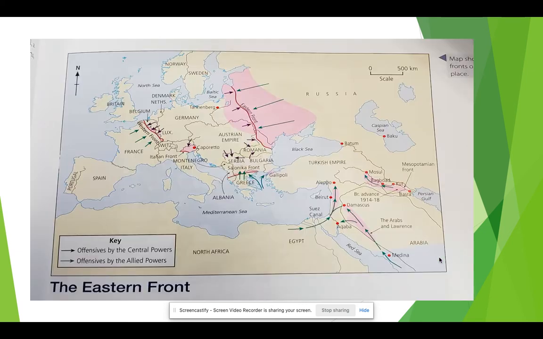Here is just showing you a map of offenses by the Central Powers, and then you also have from the Allied powers, and we definitely see that they are going to get a little bit further back in there. We will also see some action down here in the Ottoman Empire, and here we have the Battle of Gallipoli, and we'll look a little bit more at Gallipoli next week.